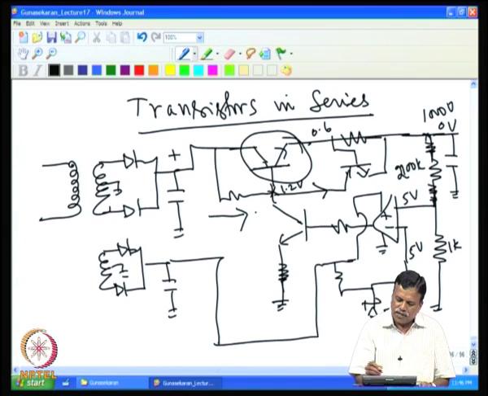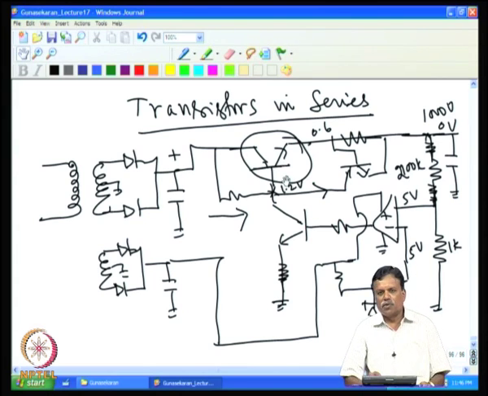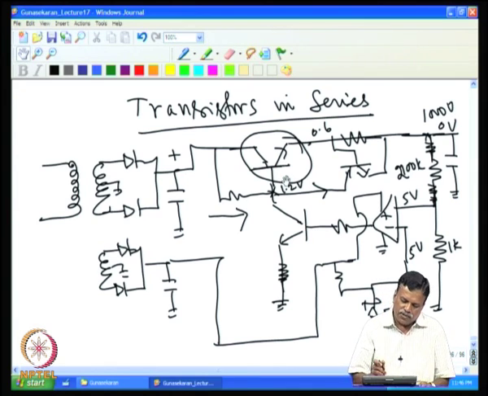So, in that case, when the output is shorted, this is 0 volt, and if it is a 1000 volt regulator, this will definitely be more than 1000 volt, it may be 1100 volt. That means this transistor has to withstand 1100 volt. The VCE breakdown voltage should be more than 1100 volt, and only then will the circuit work. So, we need a transistor which has sufficiently high beta, so that the base current is small, and which is able to withstand 1100 volt.